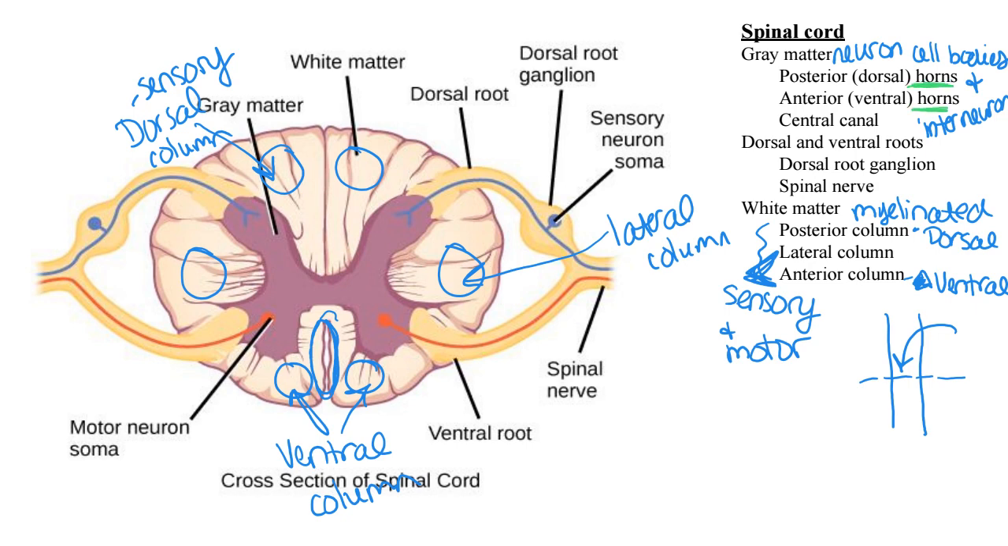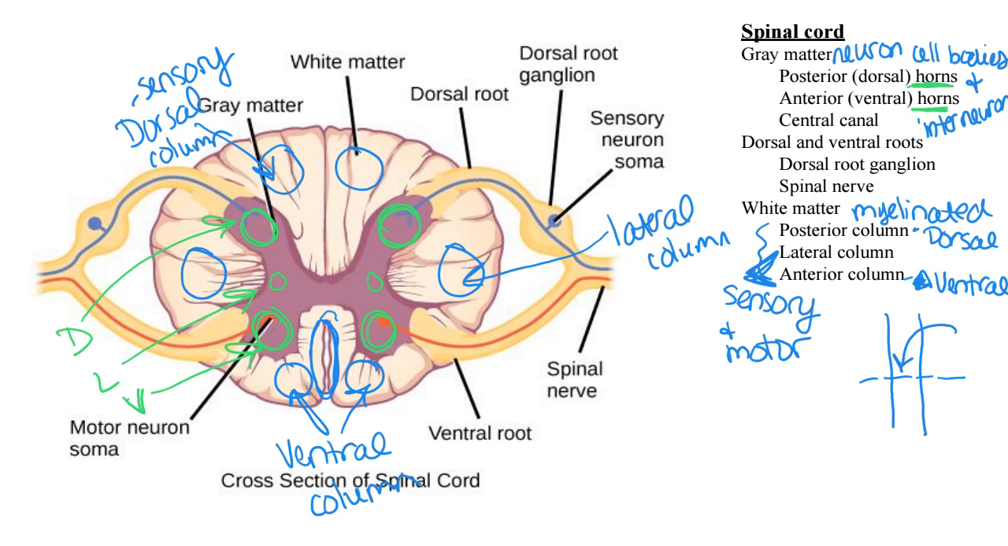And again, they are based off of their location, right? So we have dorsal horns in the back of the butterfly here. We have anterior horns in the front of the butterfly here and lateral horns on the sides. Okay, so again, we have dorsal, lateral, and ventral. They're just called horns when they're in the gray matter.